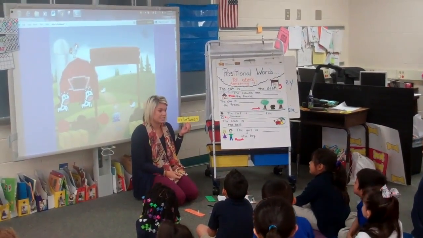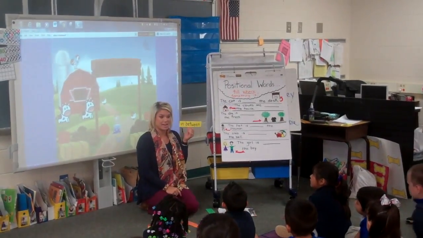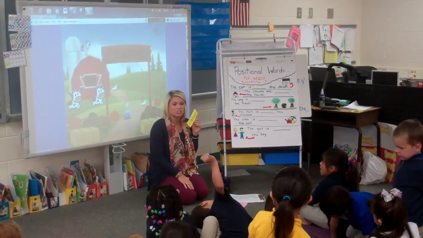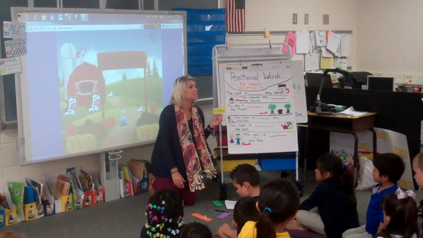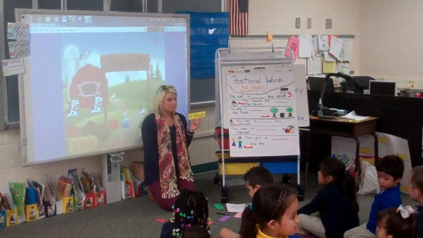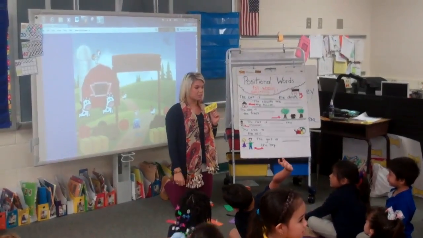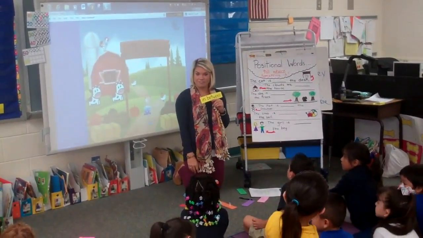Okay, this one is two words, and it says in between. In between. So, right, India just pointed right in between her legs. She says this is in between. So this would be if Ricardo, raise your hand, Ricardo, is sitting in between Evelyn and India. Did y'all see that?